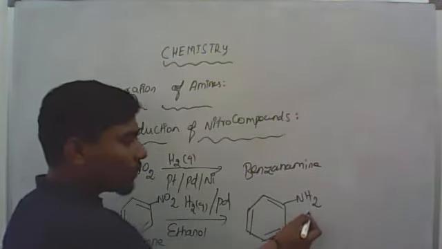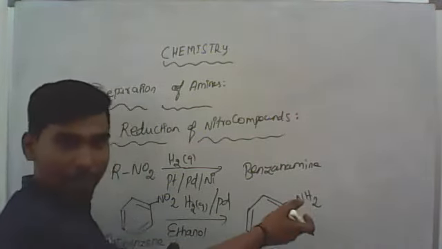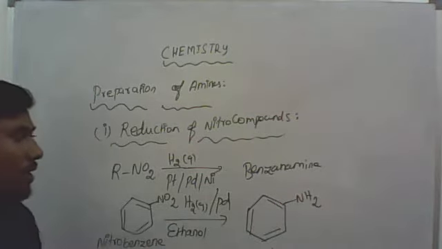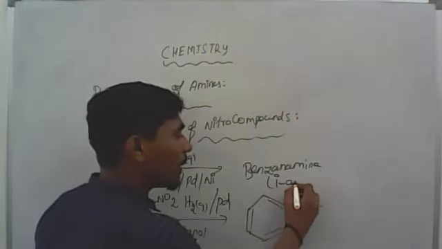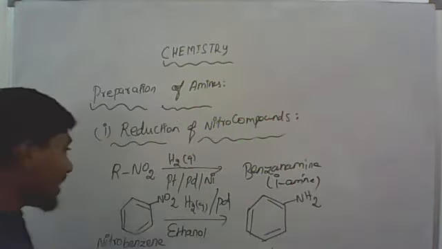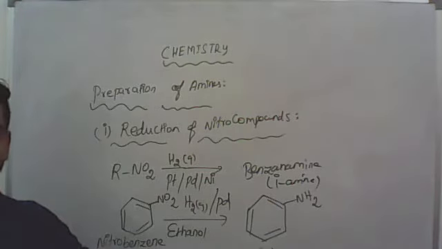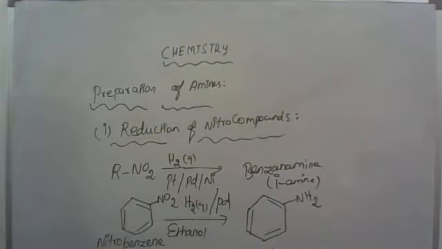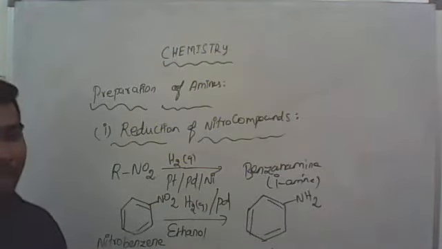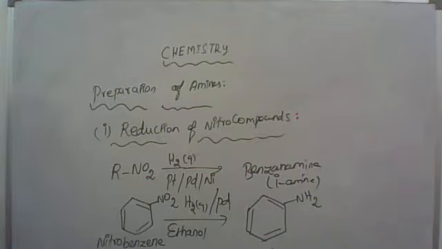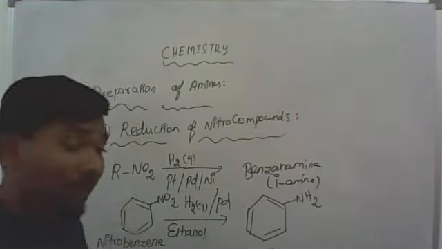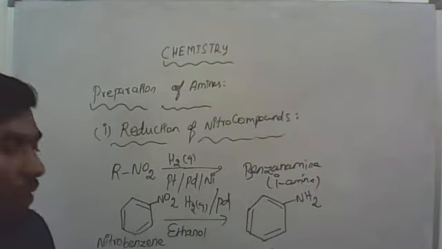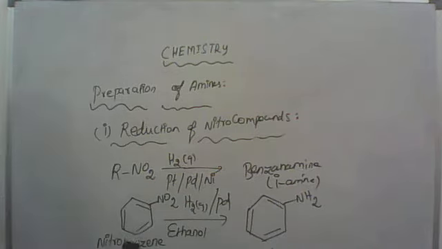Why? Because out of NH3, one hydrogen is replaced by benzene. So this is a primary amine type, and this is also an aromatic amine, because it is a benzene based compound. So from this method, we can easily prepare aromatic amines. And the same method we can also use to prepare aliphatic amines like methanamine, ethanamine, butanamine.